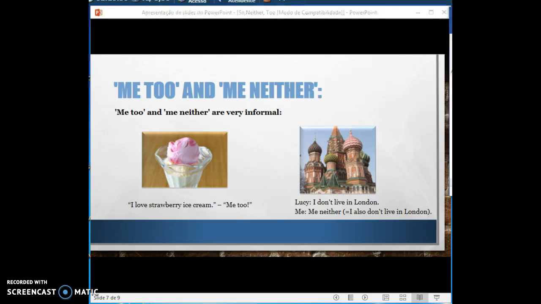What about "me too" and "me neither"? Most of us know about "me too" and "me neither," which is a very informal way to answer or to agree with someone's statement. For example, "I love strawberry ice cream," and I say, "me too." Lucy says, "I don't live in London." "Me neither," which means I also don't live in London. This is a very simple way to agree with someone. Me too or me neither.